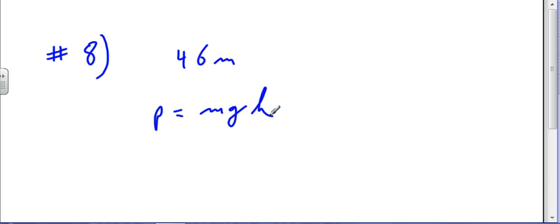Okay, number 8. Estimate the pressure needed to raise a column of water to the same height as a pine tree. Okay, so we want to go up to 46 meters. And so the pressure is it not mgh? I'm thinking it is.